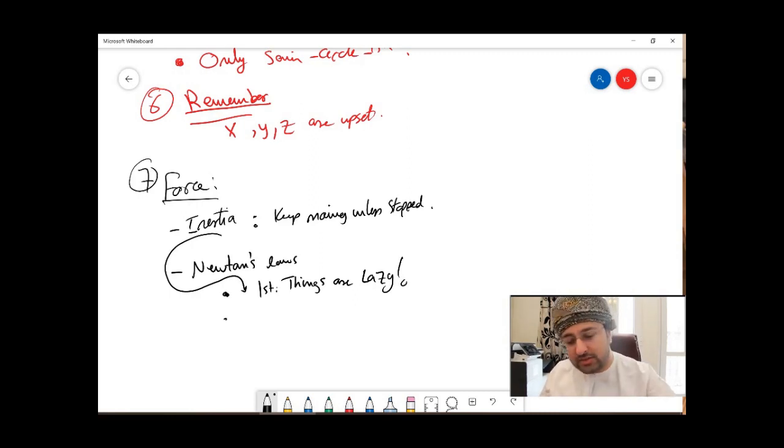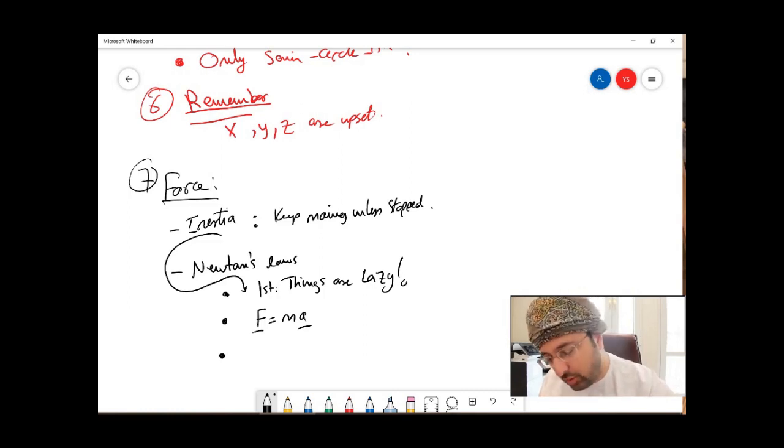The second one says F equals ma, and remember, force and acceleration are both vectors. The F equals ma says, once you force them to move, they have something called mass, which tells us how much force we need to put to know how much acceleration to give it.